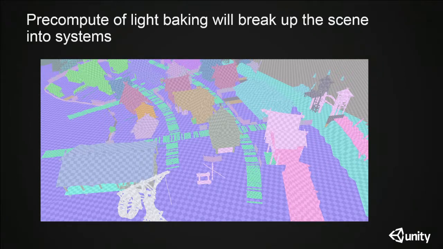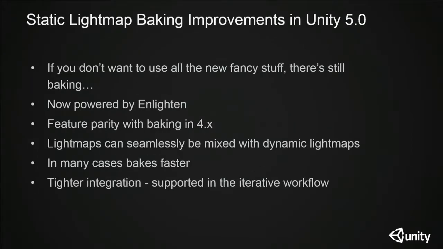So in most cases, it will bake faster. Also, even when you bake only one system, it can still take a couple of minutes, which is definitely too long for you to quickly iterate.